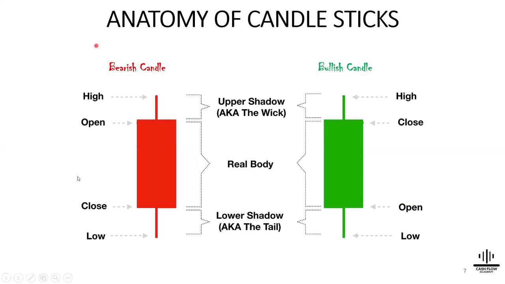So let's look at the bearish candle. Most trading platforms, you can change it to whatever color you want, but most of the time you would see that the bearish candle is red. Red means the price is selling down. Green means the price went up. So let's just look at the bearish. This arrow pointing here is the open. This is where the price started, and then the price here is where the price closed.